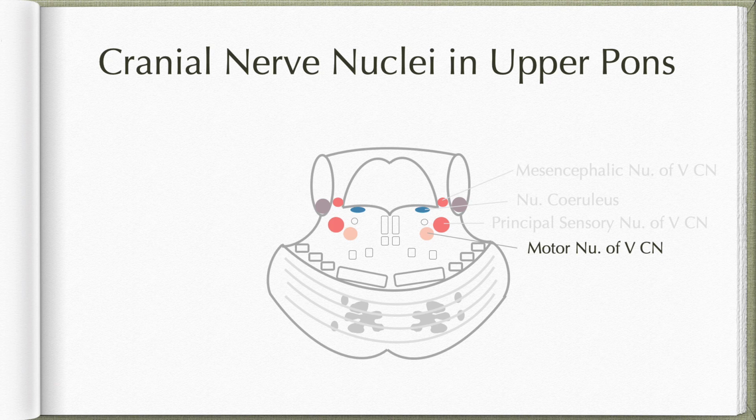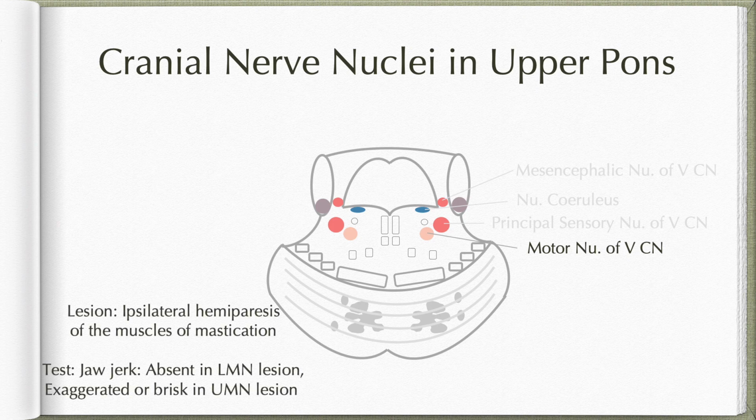All these connections may mediate coordination between mastication and salivation, because this is the motor nucleus supplying the muscles of mastication. So mastication and salivation will be mediated by its other connections. Now, lesion to this nucleus will result in ipsilateral hemiparesis of the muscles of mastication. How do we test this? We can elicit the jaw jerk. In case of lower motor neuron type of lesion, the jaw jerk will be absent, whereas in case of upper motor neuron lesion, the jaw jerk will be exaggerated or brisk.